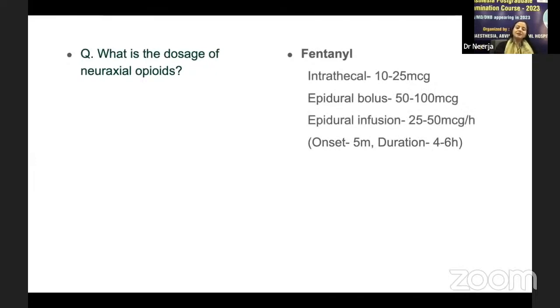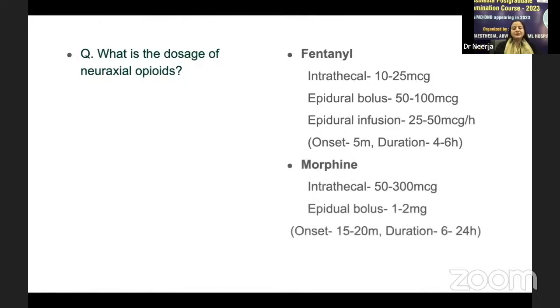Always remember that the intrathecal dosage of all the neuraxial opioids is much lower than the epidural dosage. So intrathecal fentanyl is 10 to 25 microgram and epidural is 50 to 100 microgram bolus, and then we give the infusion of this drug. For morphine also, intrathecal is much lower than epidural.